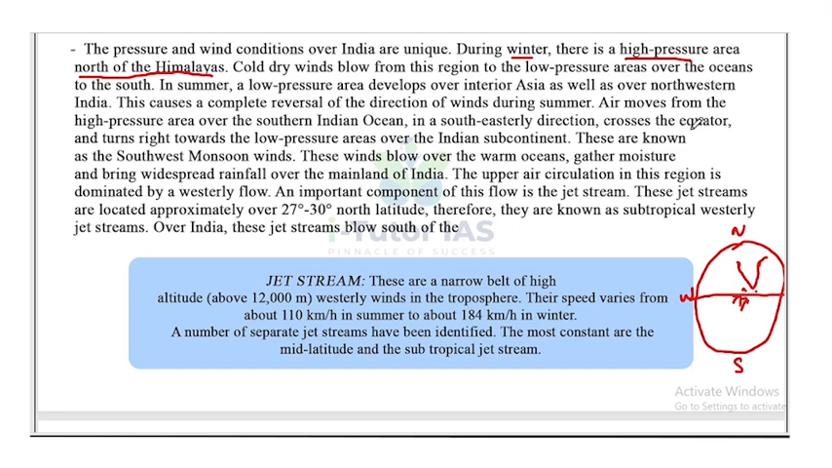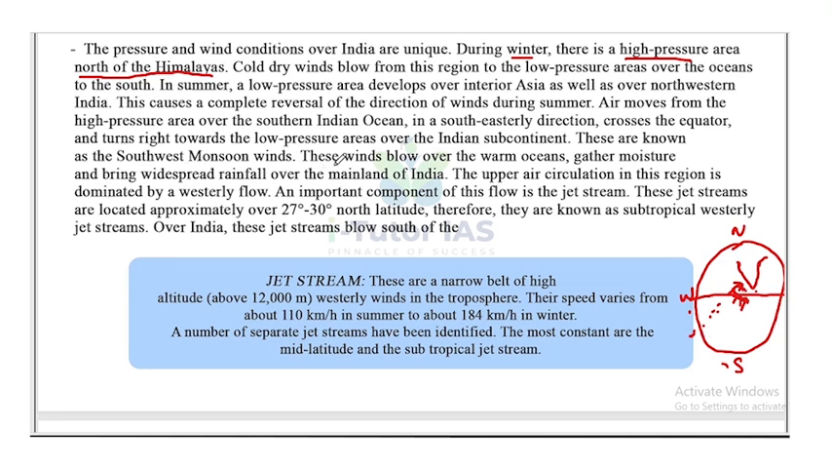It crosses the equator and turns right towards the low pressure area over the Indian subcontinent. But when it reaches the equator, suddenly it turns right because of the Coriolis force. These are known as the southwest monsoon wind. This is the direction of wind, so this is known as the southwest monsoon wind.